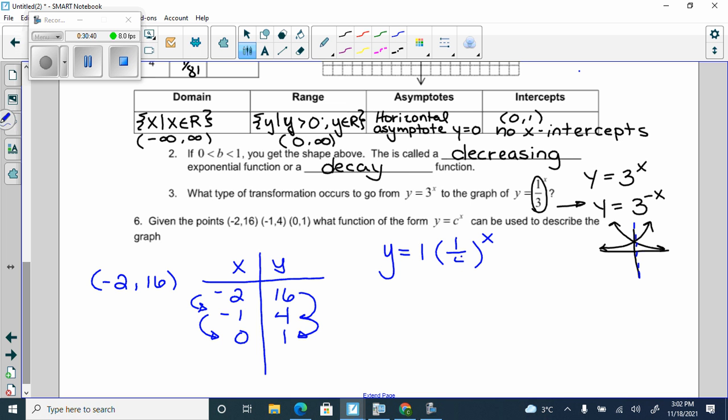But we can check it too. If I plug these x values in, I should get these y's. You should walk out with the same thing. 1/4 to the 0, 1. 1/4 to the -1, 4. 1/4 to the -2, 16.